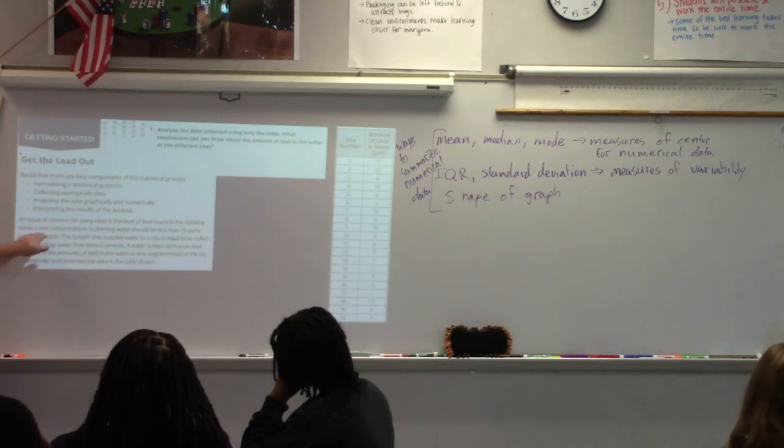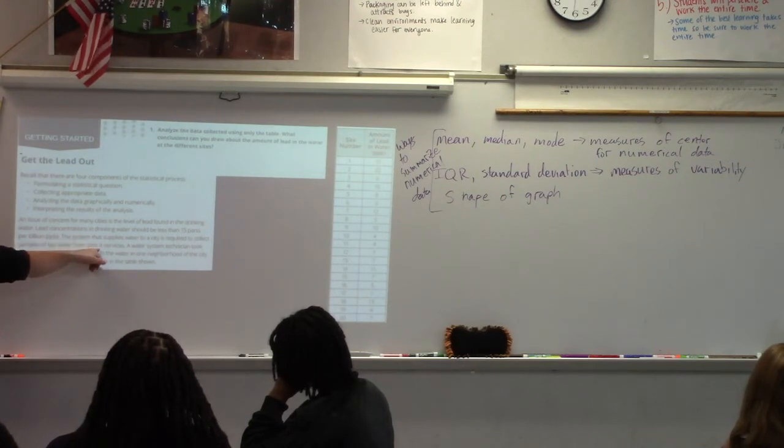All right, so lead concentrations in drinking water should be less than 15 parts per billion. The system that supplies water to a city is required to collect samples of tap water from sites it services. Again, we want to check and make sure that the water is okay so that it doesn't get to be like Flint where you can't drink it, you can't brush your teeth with it, stuff like that. A water system technician took samples of the amounts of lead in the water in one neighborhood of the city of Greenville and recorded the data in the table shown.